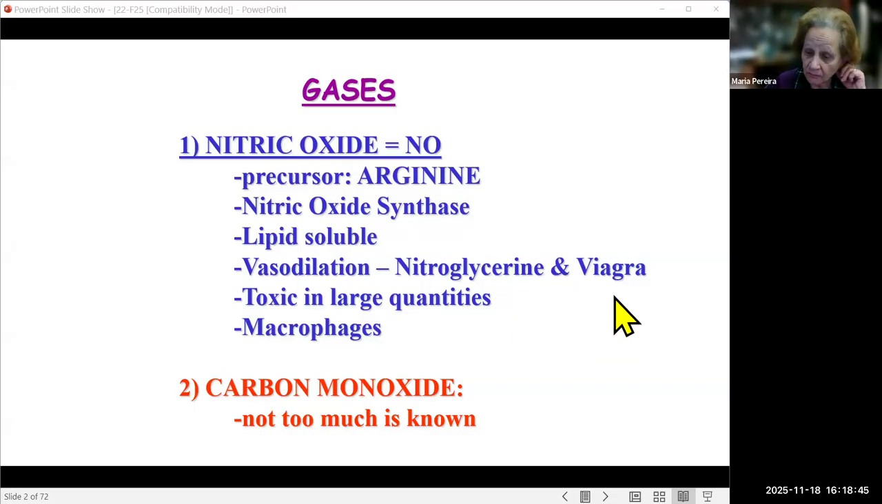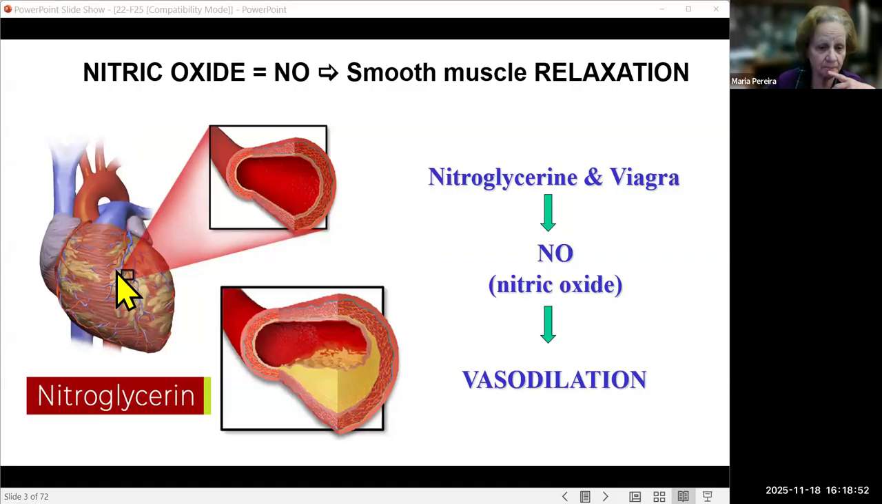Also, it's used for Viagra because it causes vasodilation. You can see here, here's the application to the heart. So nitroglycerin and Viagra, what they do, they increase the levels or they increase the action of nitric oxide. So nitroglycerin, when it's metabolized, increases the amount of nitric oxide being produced.